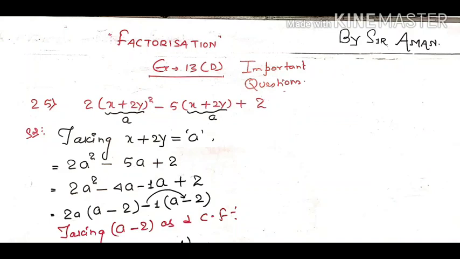Let us solve another question. See first term and second term, x plus 2y, x plus 2y, I have underlined, and I have written a there. If in the question there is x, you can take a. x plus 2y we will take as a. Okay, so the question will become 2a square minus 5a plus 2.